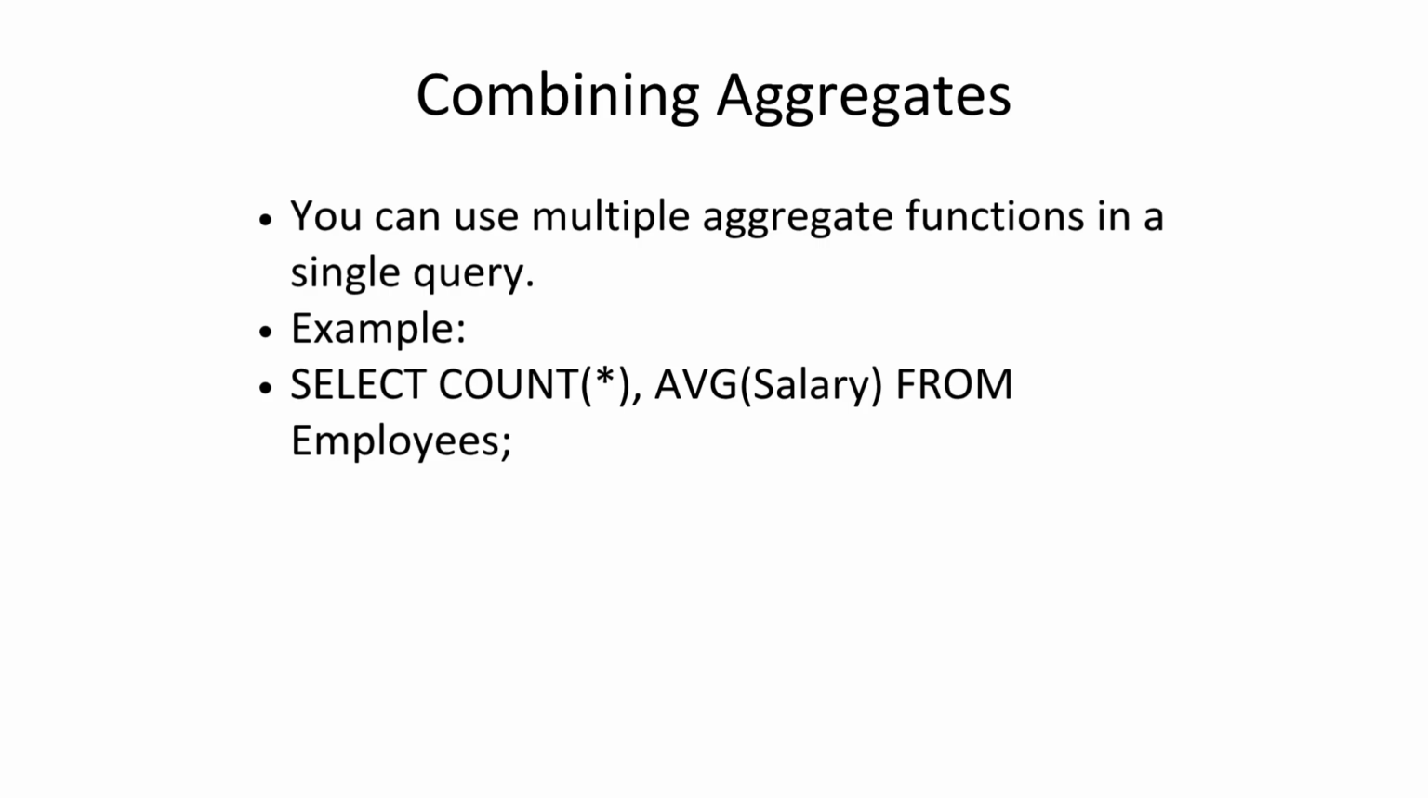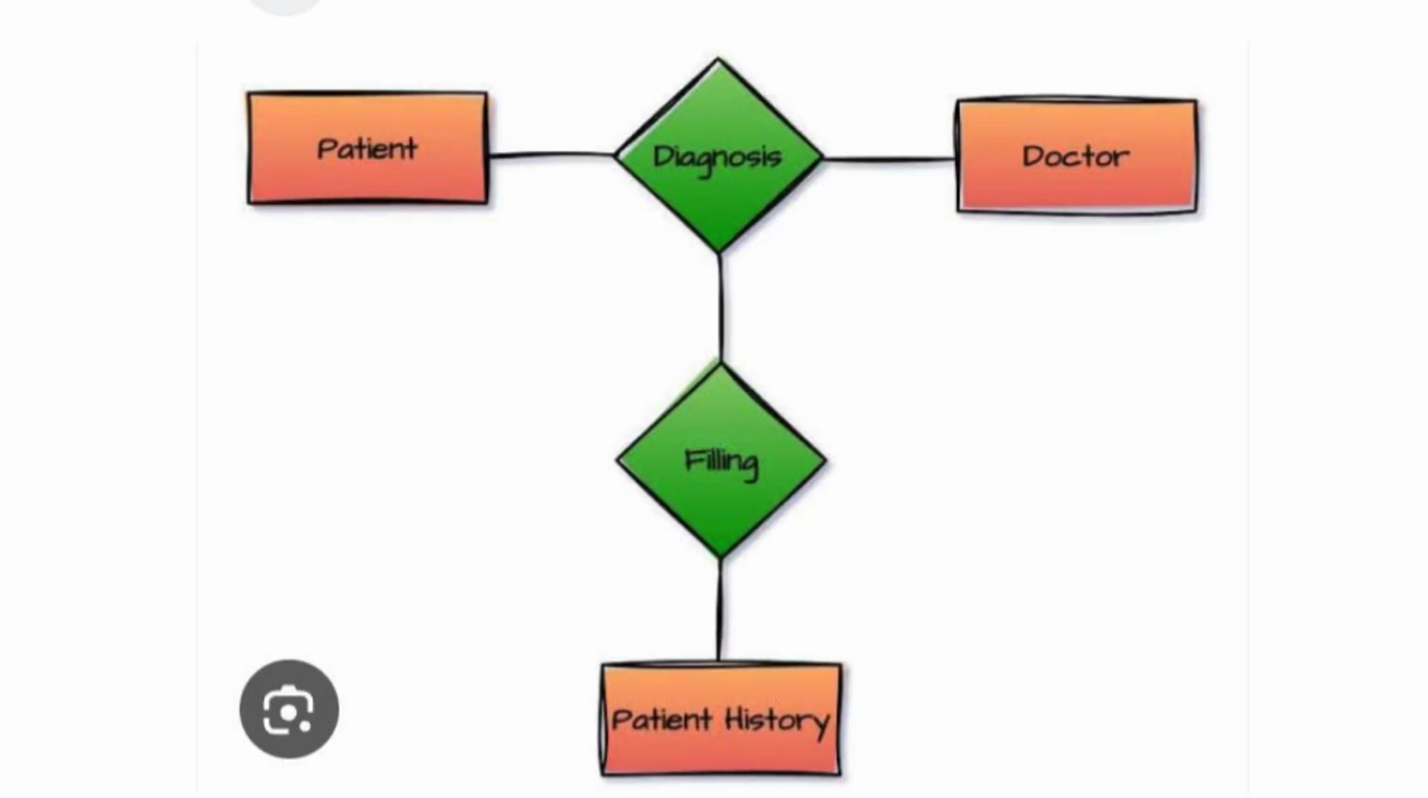Combining aggregates. Now let's combine multiple aggregate functions. You are not limited to using just one. You can write a query like select count in brackets star, comma, average in brackets salary from employees semicolon. This returns both the total number of employees and the average salary in one query. Combining aggregates gives a more comprehensive view of your data.